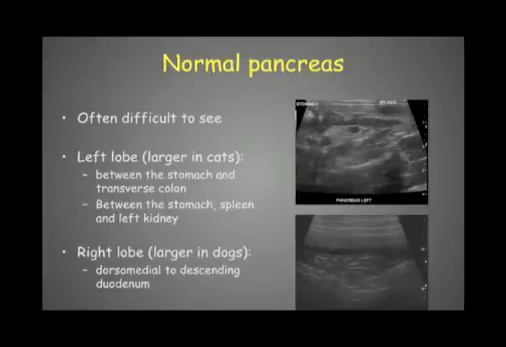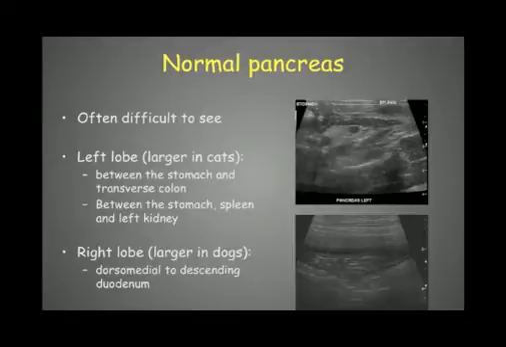So the normal pancreas is often difficult to see, in fact. In cats we will mostly look for the left lobe, which is larger than in dogs. This left lobe will be situated between the stomach and the transverse colon, or like in this example, we have the left lobe of the pancreas situated between the stomach, here the spleen, and the left kidney would be somewhere in this area. So those are good landmarks to find the left lobe in cats.